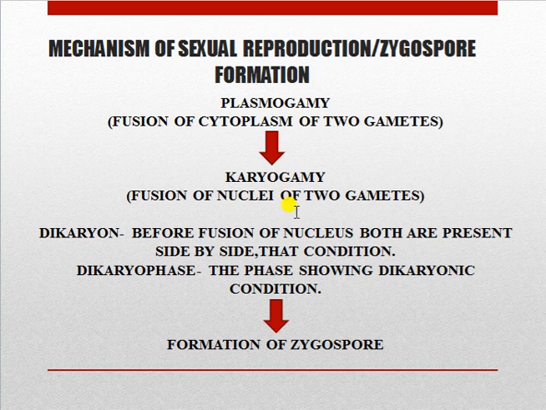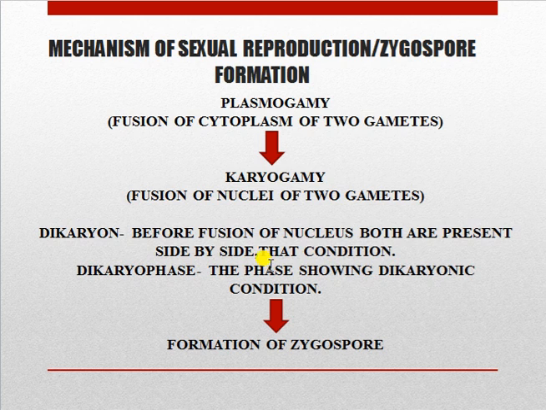In case of karyogamy, there are 2 different words we have to keep in mind, along with their meaning. What are those words? First one, dikaryon, and second one, dikaryophase. So what does it mean? First of all, when the karyogamy process is starting, initially both nuclei are present side by side for a few minutes. After that, those nuclei fuse with each other.